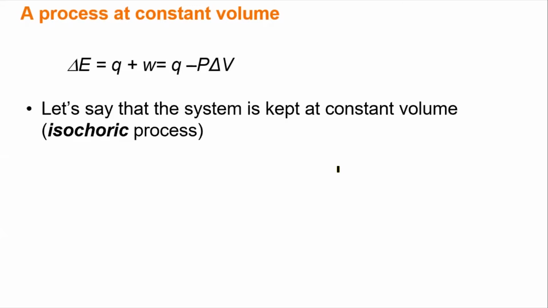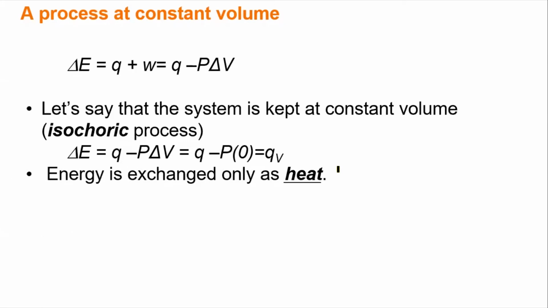And there's a name for this. This is called an isochoric process. Let's do the math on that equation up there. Remember, if the volume is constant, that means delta V is 0. And therefore, the only energy exchange that you have is heat. And we put a subscript V in there. Have you noticed that? This little subscript V represents that this is the change in energy for a process at constant volume, in other words, an isochoric process.